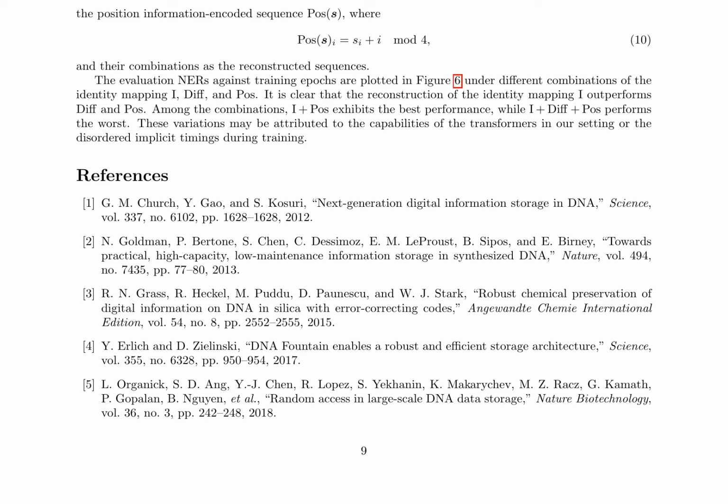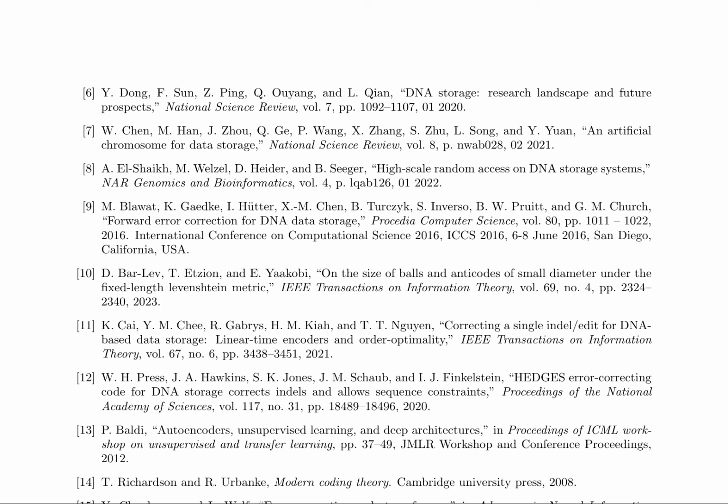Additionally, the authors explore the use of more complex tasks to impart higher initial logical ability to the encoder, such as recovering the sequence from operations like forward difference and position information in coded sequences. They find that the reconstruction of the identity mapping outperforms other combinations, while the combination of identity, forward difference, and position information performs the worst.